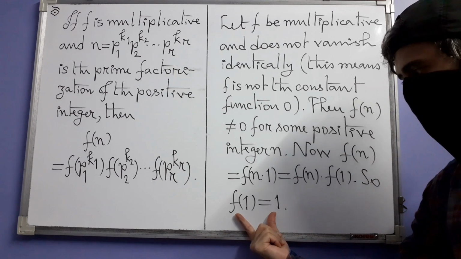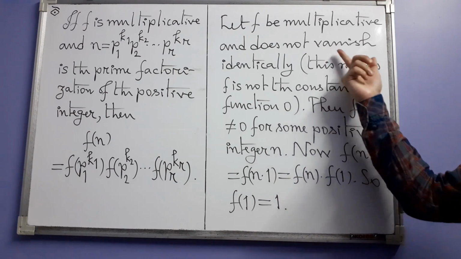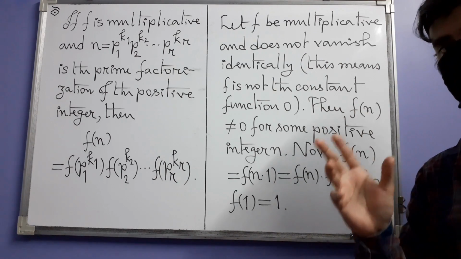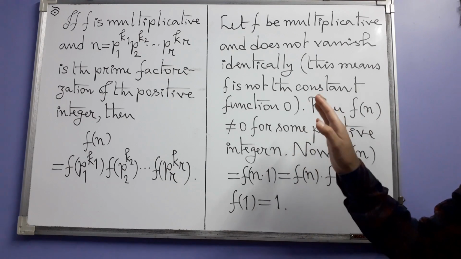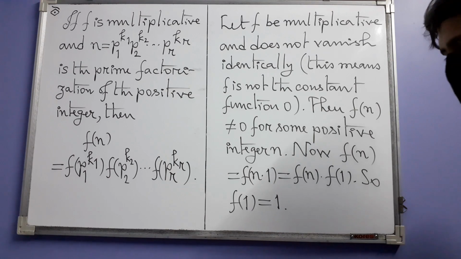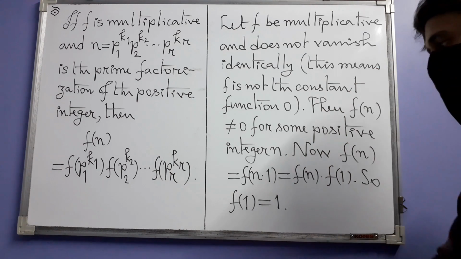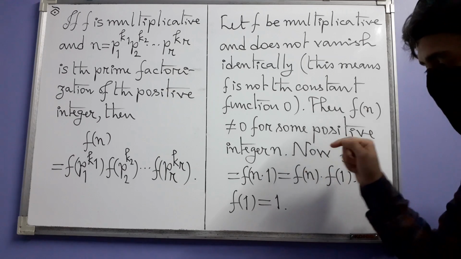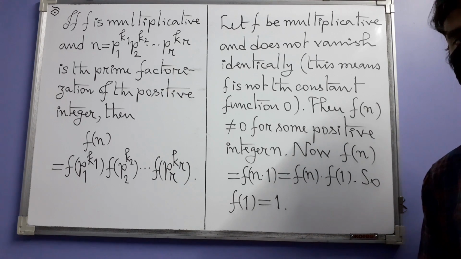this fact that a function which does not vanish identically, perhaps I should not say non-vanishing because f may be 0 at some places, we don't really know, but which does not vanish identically, f of 1 has to be equal to 1.